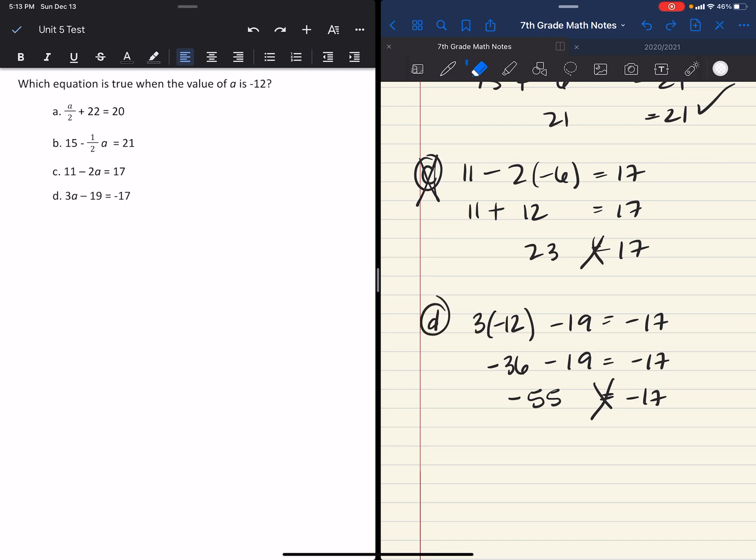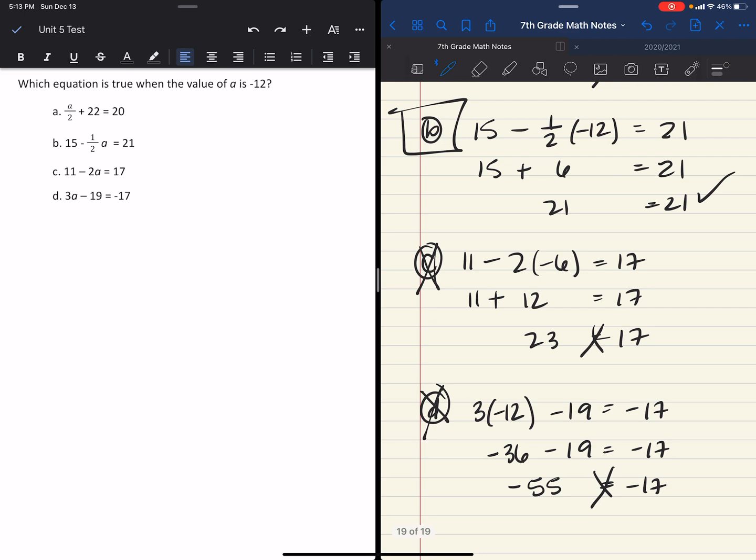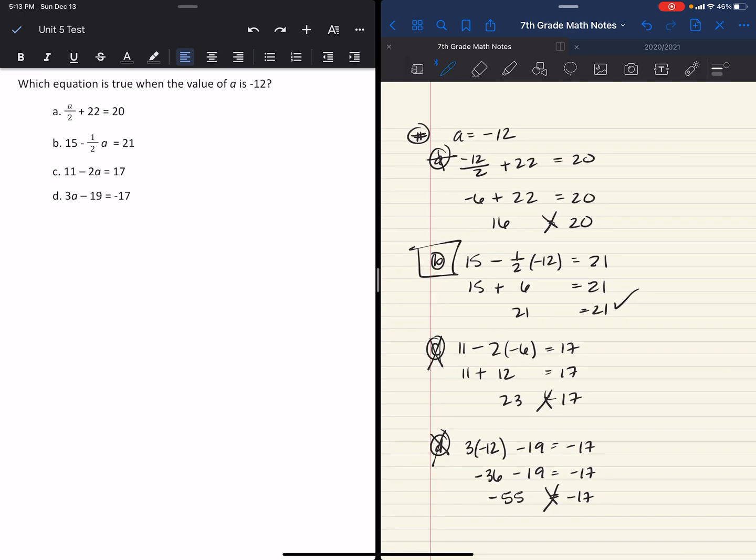Whoop. Do the same thing twice. So I proved that B is my answer. I am solid on that answer choice. We good?